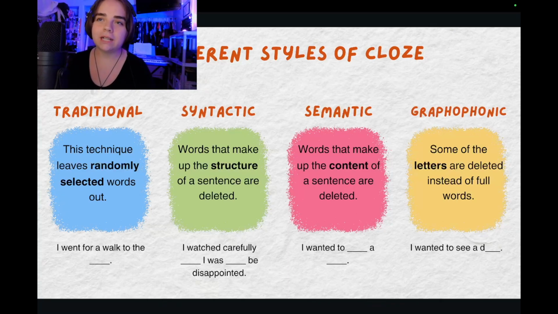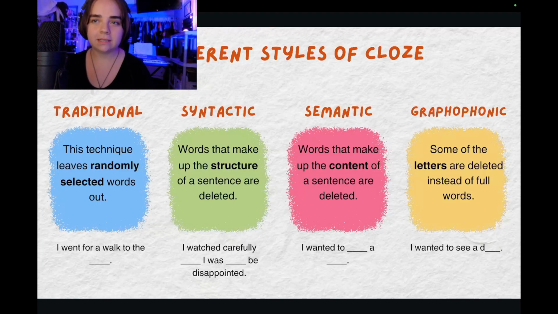The other style was syntactic. I hope I'm saying that right. This is where words that make up the structure of a sentence are deleted. So "I watched carefully blank, I was blank, be disappointed." You can fill in any kind of word there that is structure based. So it's stuff like the, to, a, stuff that helps create the full sentence.